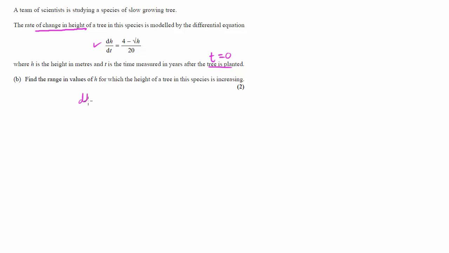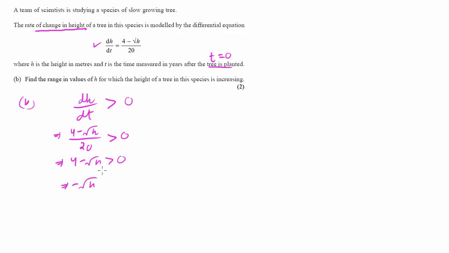That means dh by dt is greater than 0. That means 4 minus square root of h, divided by 20, is greater than 0. That means 4 minus square root of h is greater than 0.